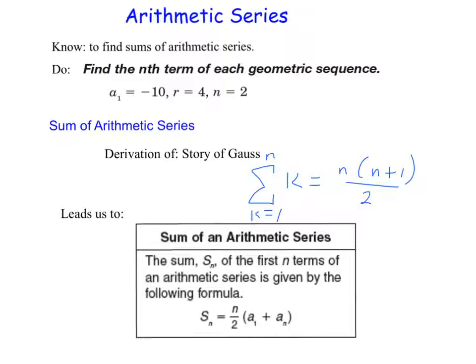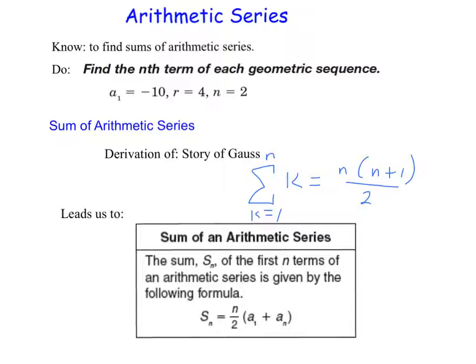Okay, so that was the formula that Frederick Gauss came up with from the story that we talked about in class. Now, let's take a look at this formula and let me show how it goes into the other formula. The way that happens is we're going to find the sum of the first n terms of any arithmetic sequence. This term right here is going to be the first term of the sequence, and this is going to be the nth term of the sequence, and I have n terms in the sequence.